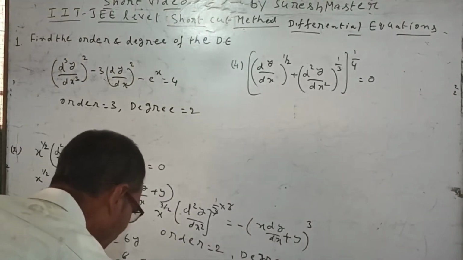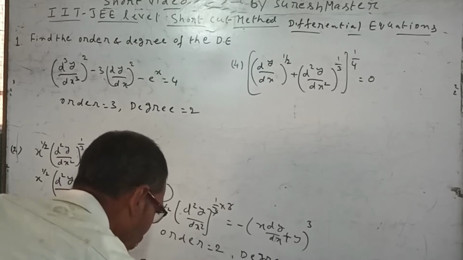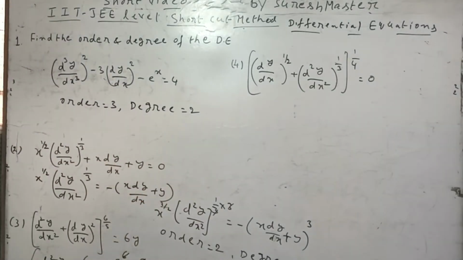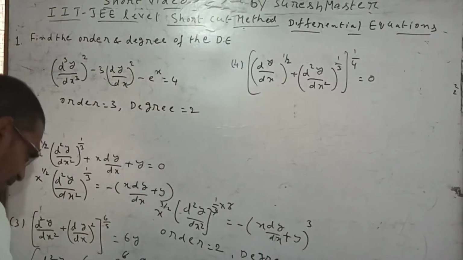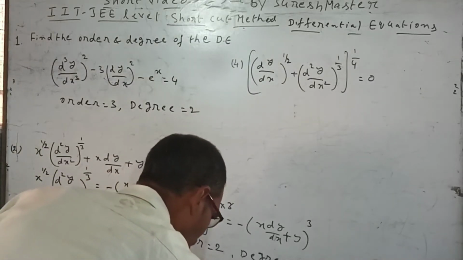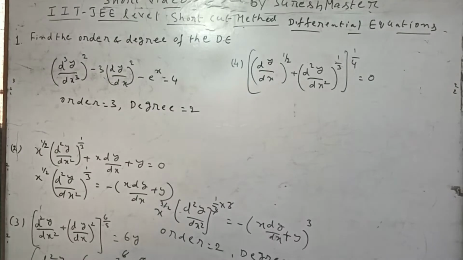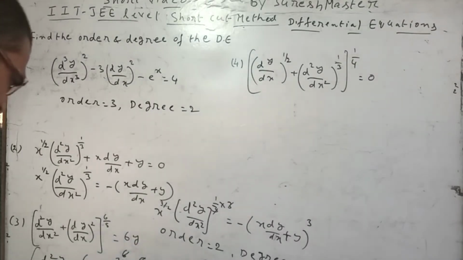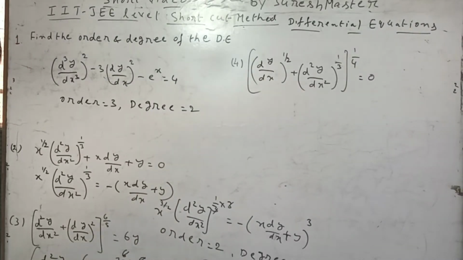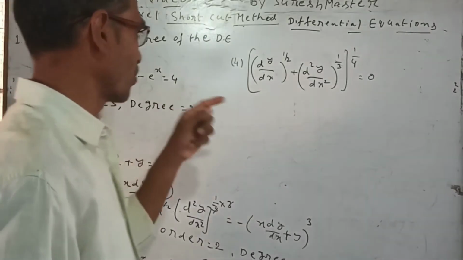So order equal to 2 and there is no number exponent, that can be considered as 1. So degree equal to 1. Degree equal to 1, order equal to 2. The exponent of the highest order is called degree. So second order equation, the exponent is 1. So degree is 1. Next we see one more problem.